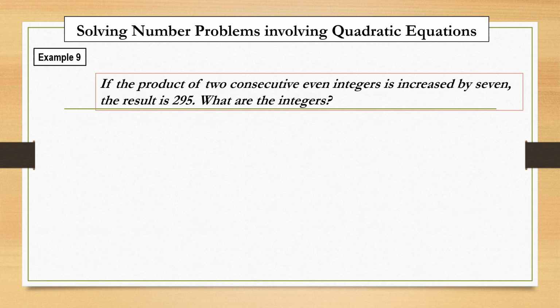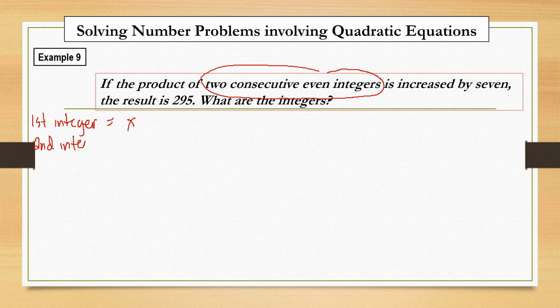Let's have another one. If the product of two consecutive even integers is increased by 7, the result is 295. What are the integers? Again, if the product of two consecutive even integers is increased by 7, the result is 295. What are the integers? So we are talking about two consecutive even integers. So let's say that the first integer is represented by x.